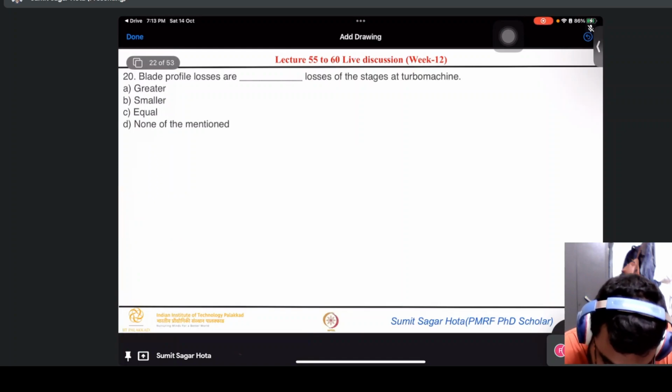The blade profile losses are dash losses of the stages of turbo machines. Okay, the blade profile loss is always a small loss.